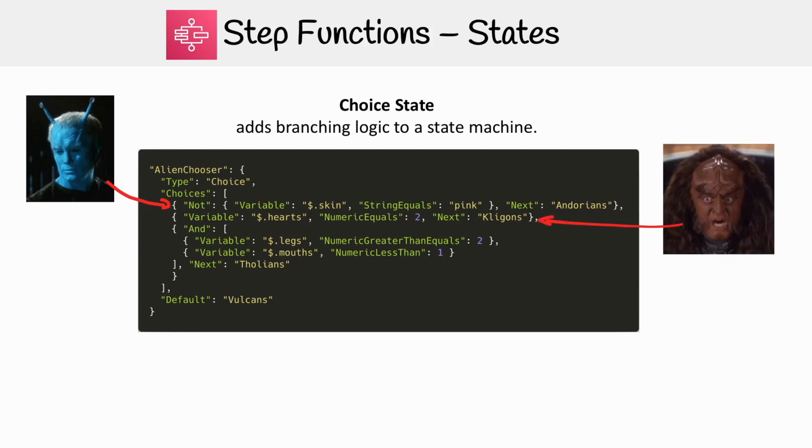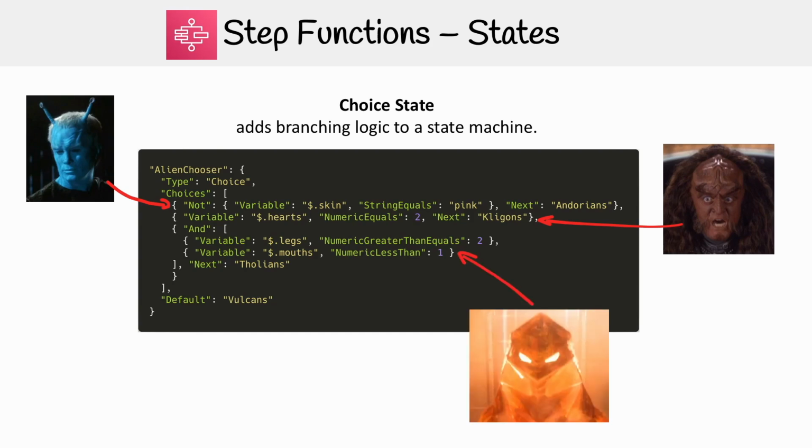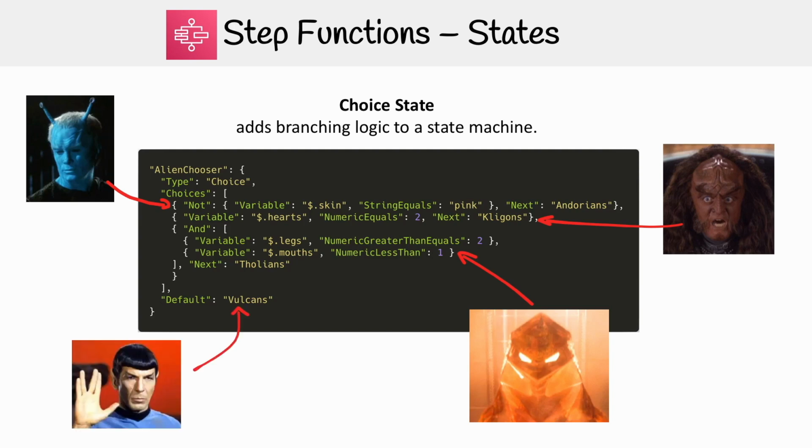If the next case happens, it could be that we have a variable called hearts, and if this alien has exactly 2 hearts, then it must be a Klingon. We'll move on to the Klingon state. The last one here is a bit more complicated. We have an and, so we're combining 2 statements that have to be true. So if we have an alien that has more than 2 legs, but less than 1 mouth, so 0 mouths, it must be a Tholian, and we can also set a default, and so the default here can be Vulcans. So that is the choice state.